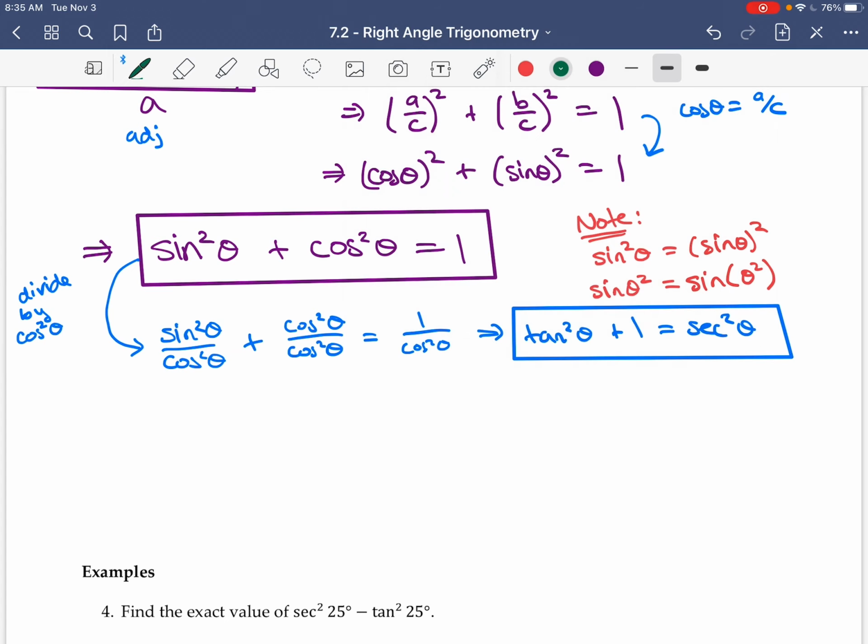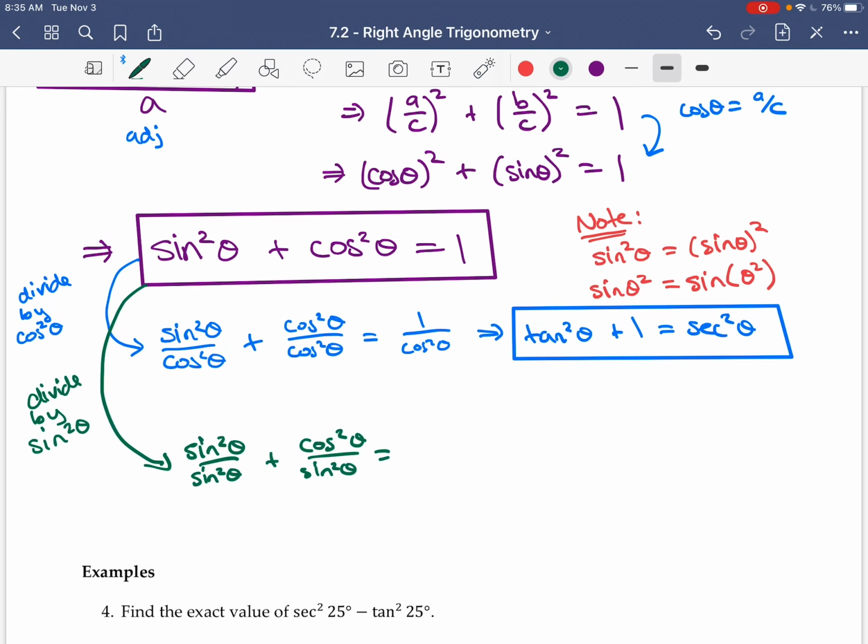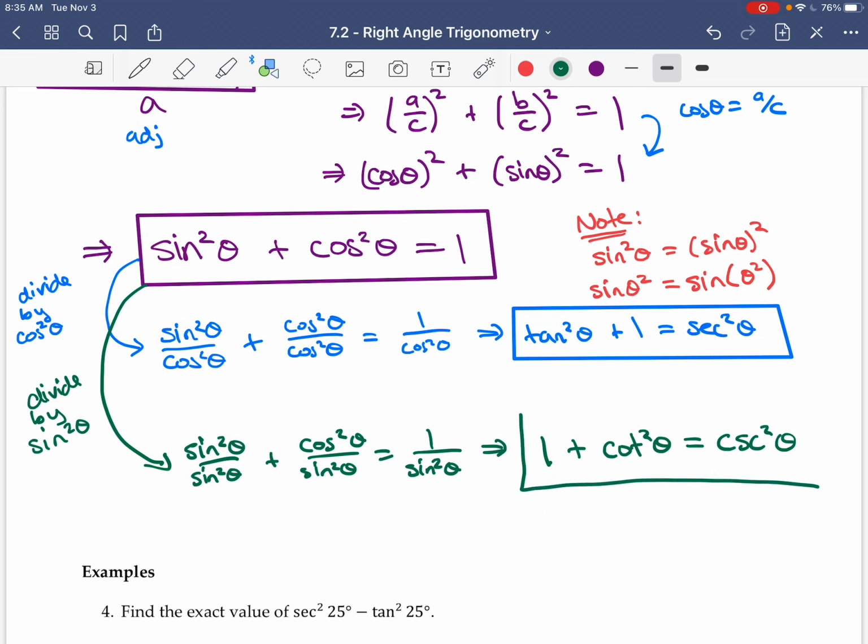Let's do a different color. So I could also instead take this and divide by sine squared theta, which is going to give me sine squared theta over sine squared theta plus cos squared theta over sine squared theta equals 1 over sine squared theta, which gives me the identity 1 plus cotan squared theta is equal to cosecant squared theta. And that is yet another identity that is also true. This is for all theta.